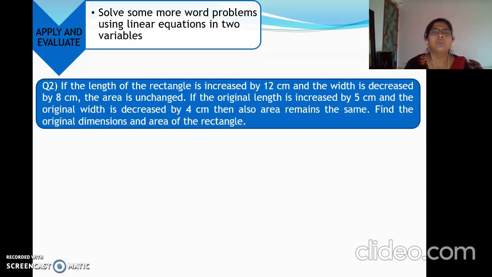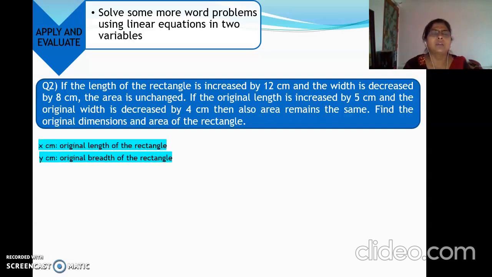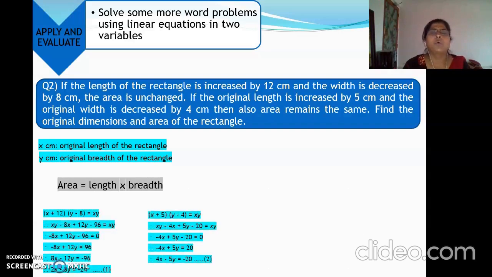These are the two unknowns. So let's define the unknowns: let the length of the rectangle be x and the original breadth of the rectangle be y. Hence, area is going to be equal to length into breadth of the rectangle. We can get that original length x into original breadth y, xy, is the original area.